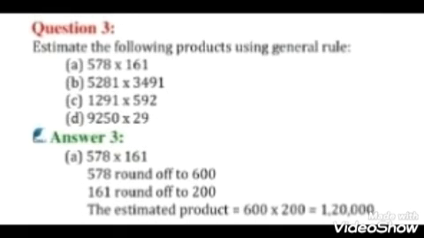Then third question, estimate the following products using general rule. First question, 578 into 161. You take the nearest hundreds. 578 round off 600, 161 round off 200. Next multiply these two numbers. That is 600 into 200 is equal to 1,20,000.